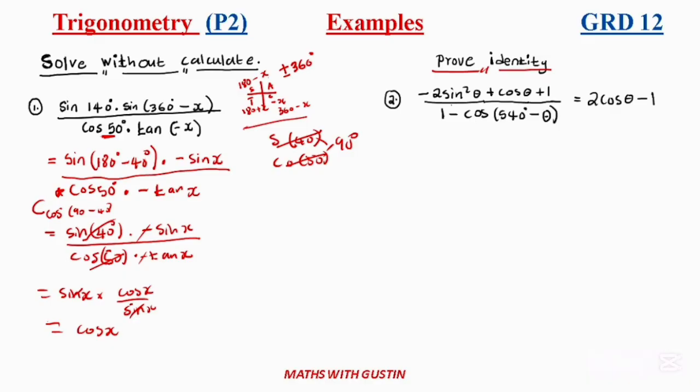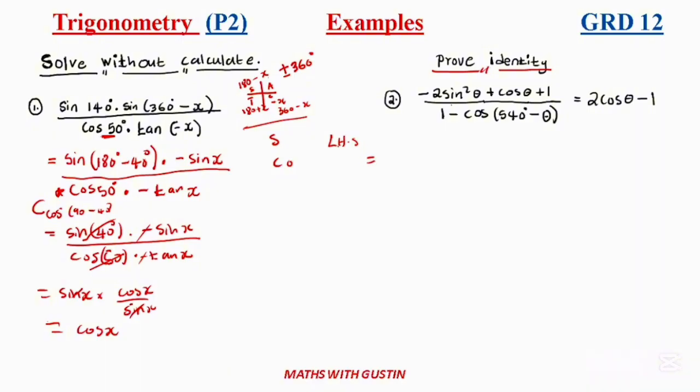Right, so now let's look at this identity. It says minus 2 sine squared theta plus cos theta plus 1 all over 1 minus cos of 540 minus theta should be equal to 2 cos theta minus 1. So I'm going to tell the examiner, or the person who's going to be marking this, that I'm starting from the left hand side. So from the left hand side, where do we start here?